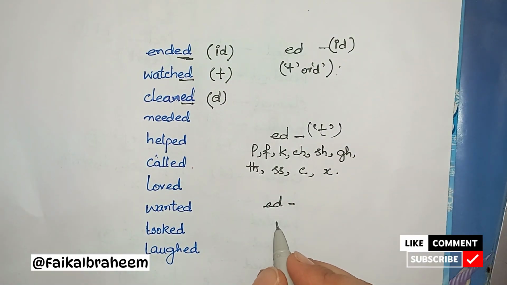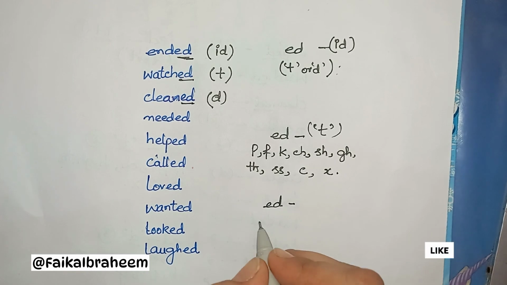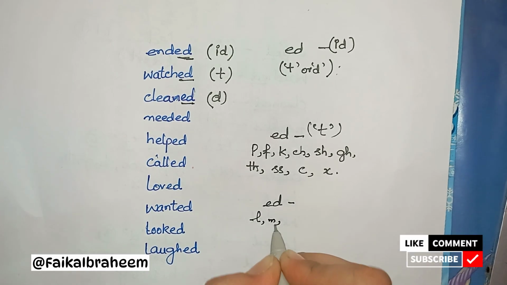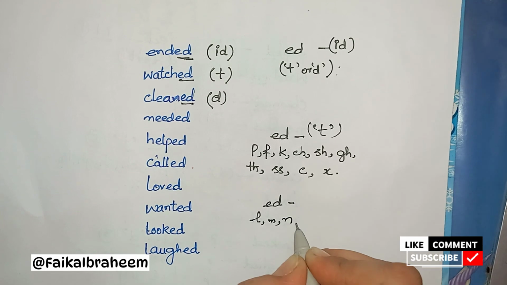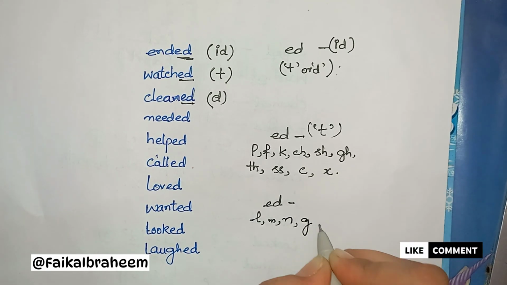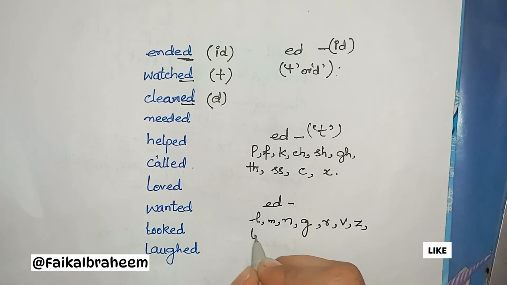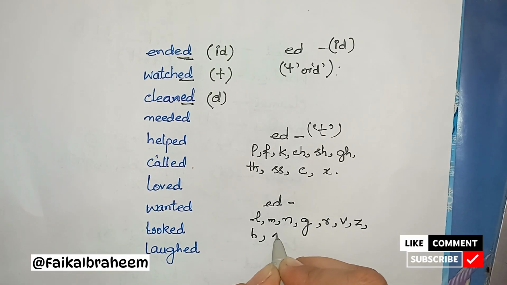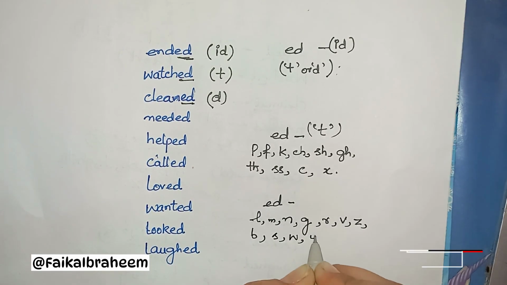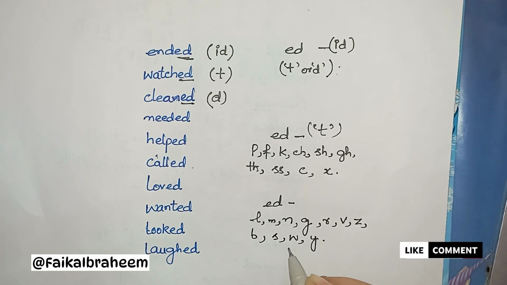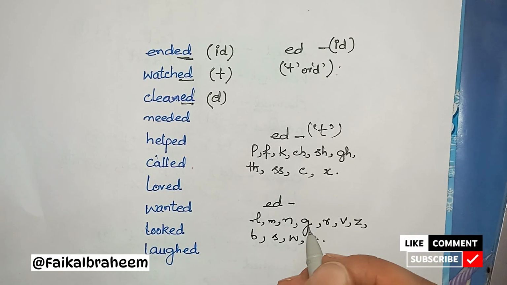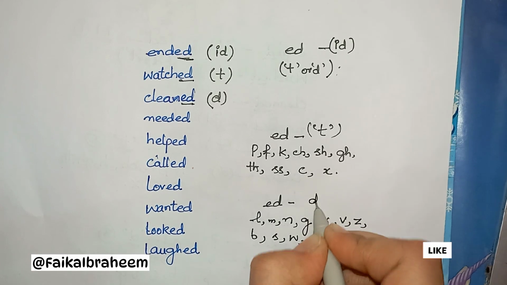Another, if it is L, M, N, G, R, V, Z, B, S, W, Y, we pronounce ed as D.